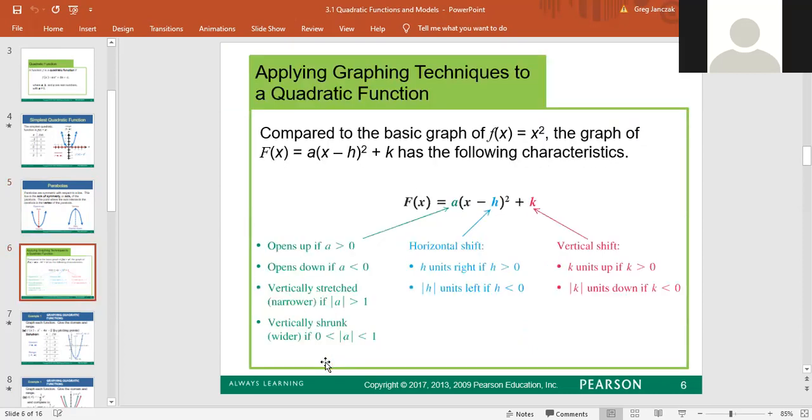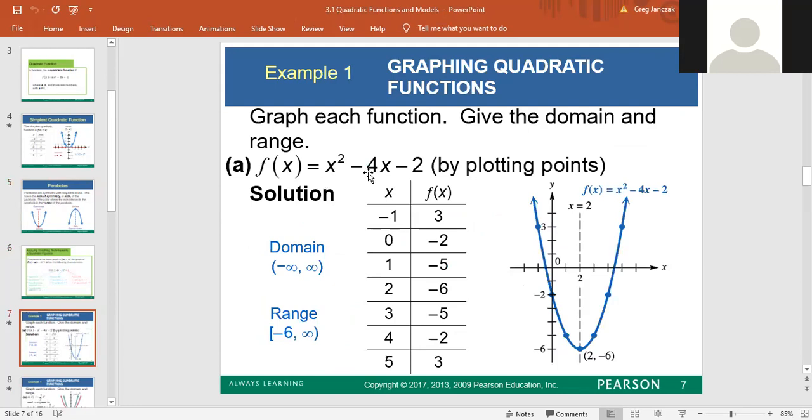Okay, so let's take a look. Here we have x squared minus 4x minus 2, and they show the parabola with its points. Notice a is positive, so the graph opens up. The vertex, because it opens up, is at its lowest point, (2, -6). The domain is going to be all real numbers from negative infinity to infinity, because it's going to move forever to the right, forever to the left.